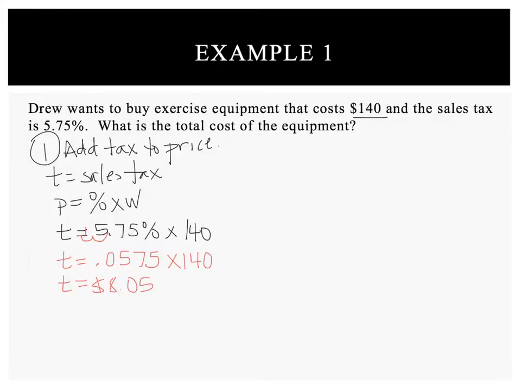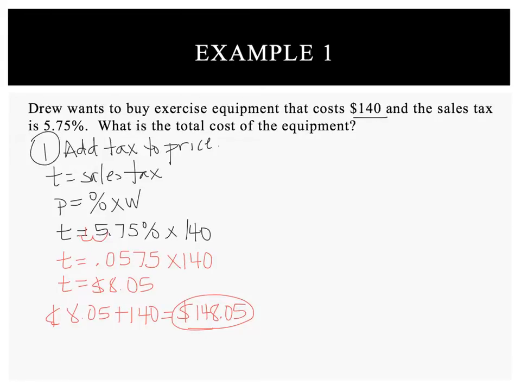If we use our calculator, we get that the tax is equal to $8.05. So now if we take that $8.05 and we add it to our original cost of $140, we get $148.05. So that's our final cost. That's the first way of doing it.